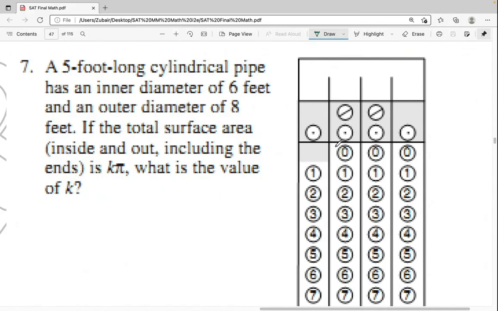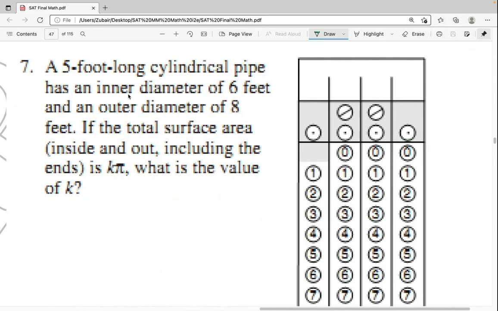Okay. 2 pi rh plus 2 pi rh. I did 2 pi rh plus 2 pi r squared. There are like 4 things which you will be adding.